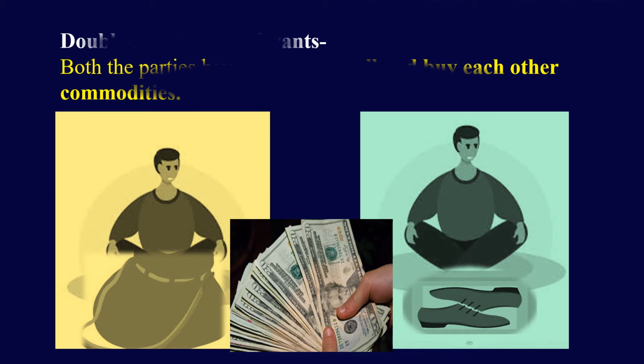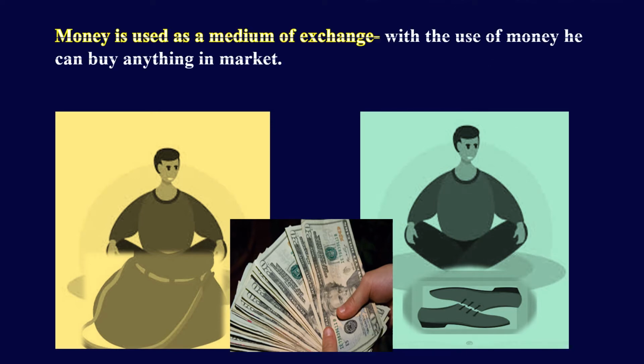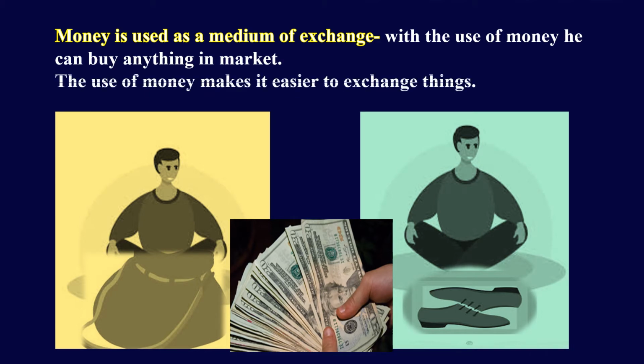Why is money used as a medium of exchange? Money is used as a medium of exchange because when money is used, a person can sell his commodity in the market and get money in exchange. With this money, he can buy anything he wants in the market. So, the use of money makes it easier to exchange things.